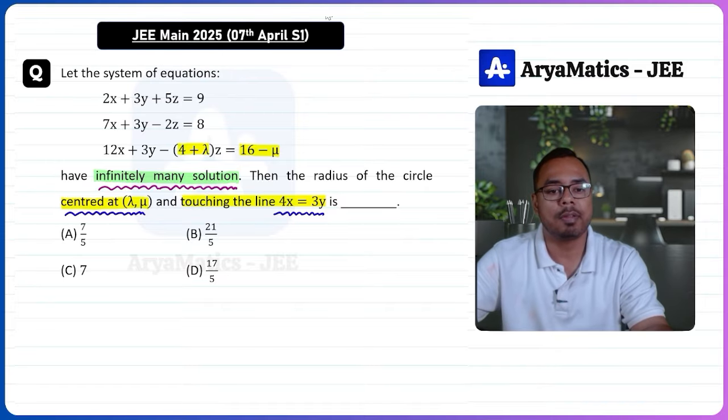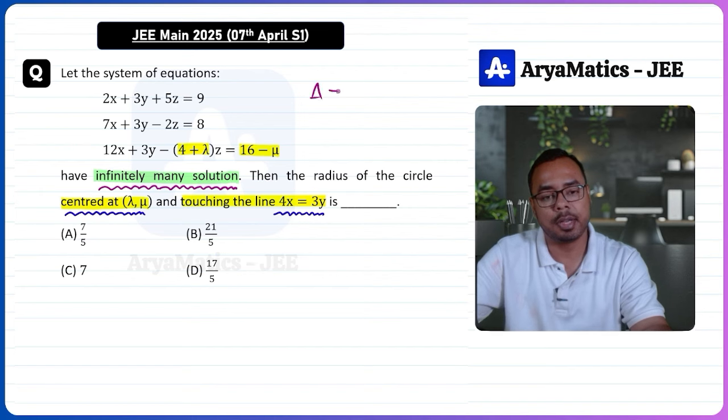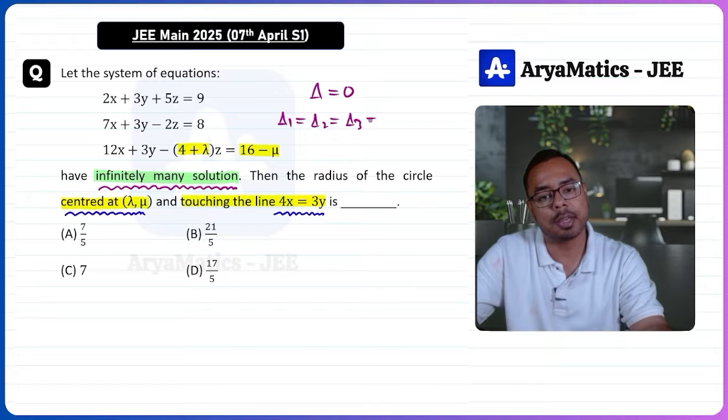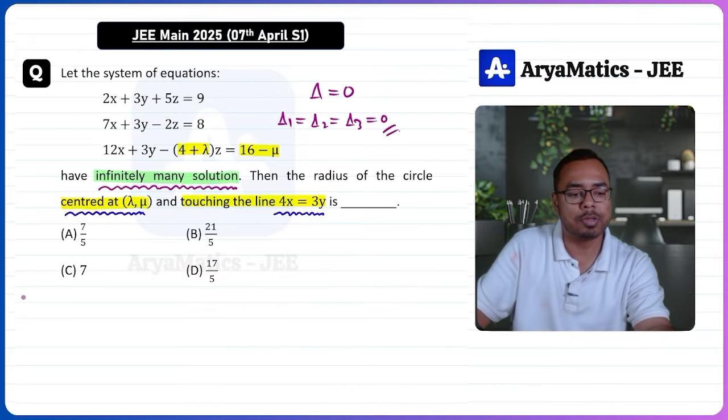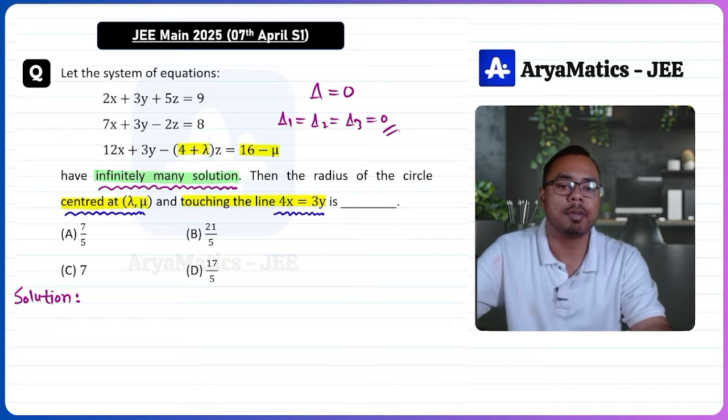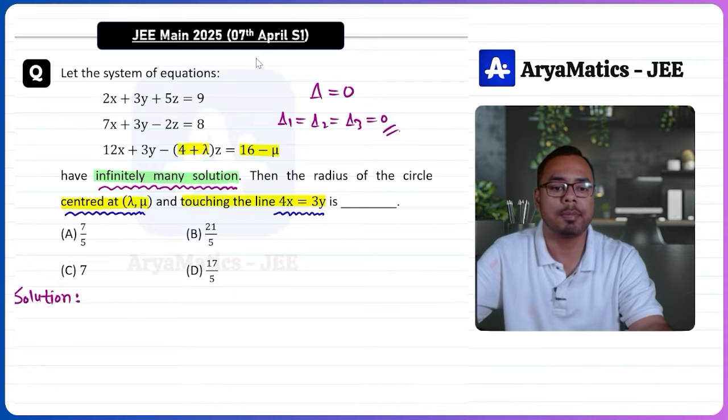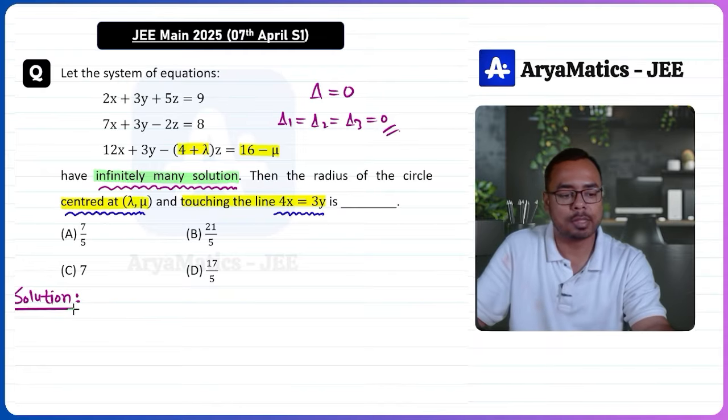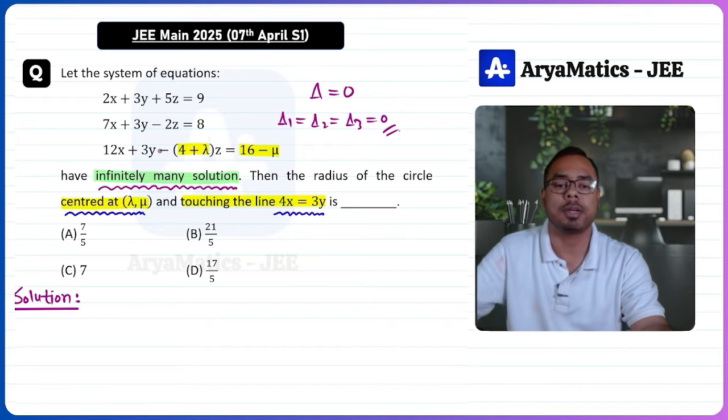Now, we know that for infinitely many solutions, the condition is that delta is 0, that is, the determinant of the coefficient matrix is 0, and delta 1, delta 2, and delta 3, these three are also 0, right? So by using these conditions, we have to find the values of lambda and nu, and then we'll calculate the radius of this circle by calculating the distance of that tangent line from the center of the circle.